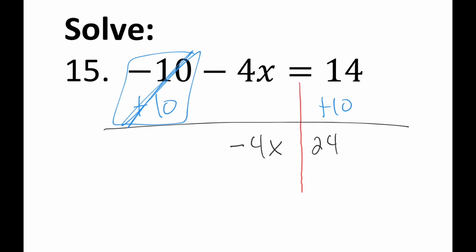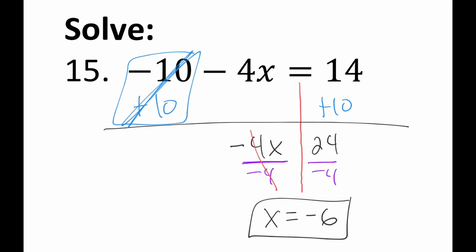The next step is you want to get x by itself. Right now the -4 is multiplying the x, so the opposite of multiplication will be division. You guys are going to divide by -4 on both sides, and when you divide, that turns into 1, so x equals -6. You always have to check your signs. You do have a +24 divided by a negative number, -4. That would be -6.